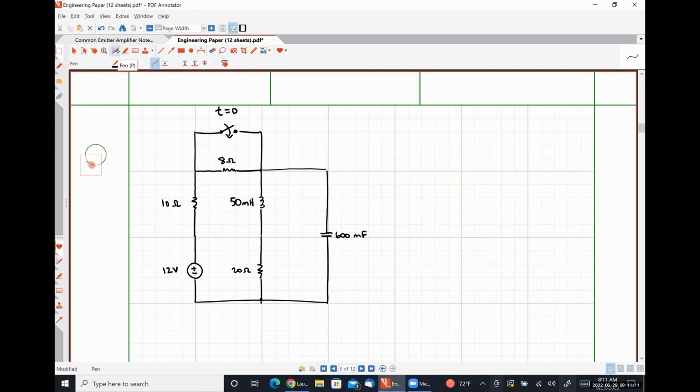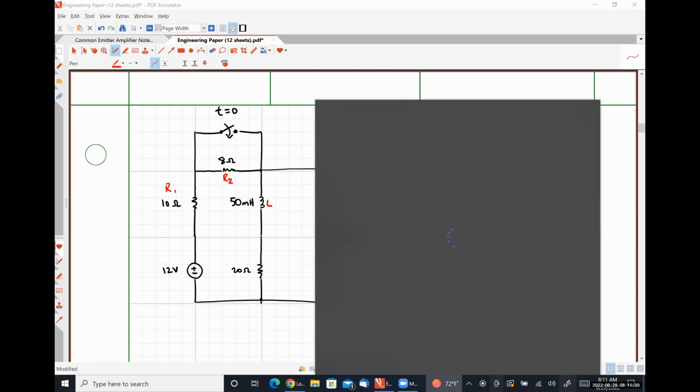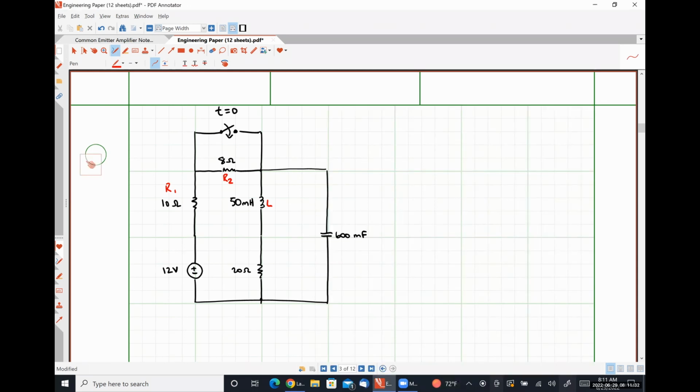So the first thing that I'm going to do to make my life slightly easier is, instead of using numbers here, I'm going to write my differential equation symbolically, okay? So I'm going to call this resistor R1, this resistor R2, this inductor L. This resistor will be R3. This capacitor will be C.